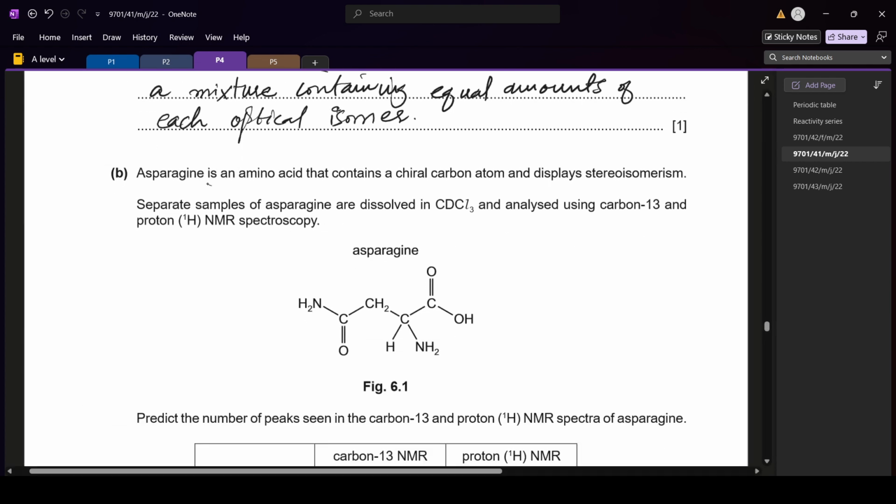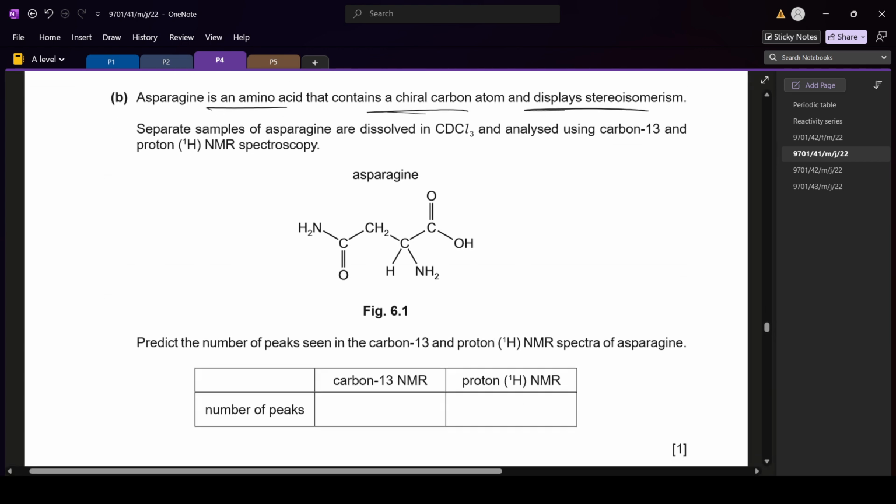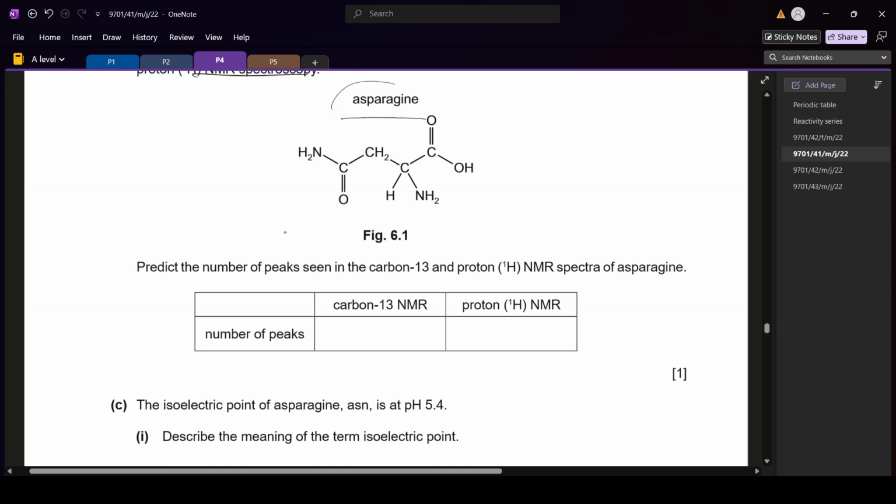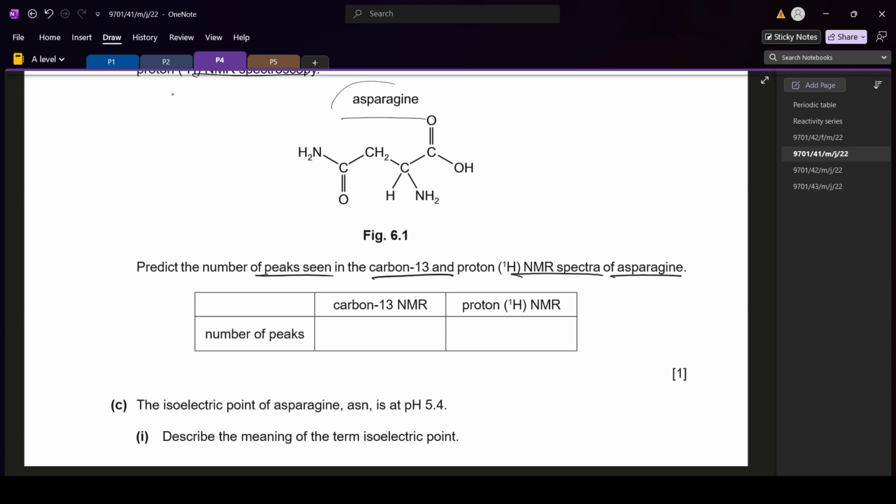Part B. Asparagine is an amino acid that contains a chiral carbon atom, okay, and displays stereoisomerism. Separate samples of asparagine are dissolved in CDCl3 and analyzed using carbon 13 and proton NMR spectroscopy. Asparagine is shown. Predict the number of peaks seen in carbon 13 and proton NMR spectra of asparagine. Okay, so in carbon 13, how many peaks?